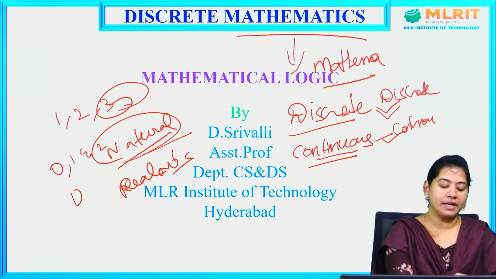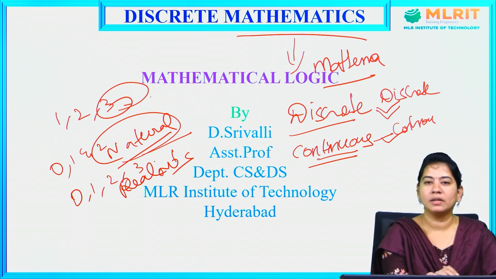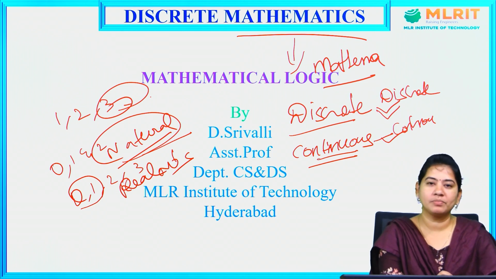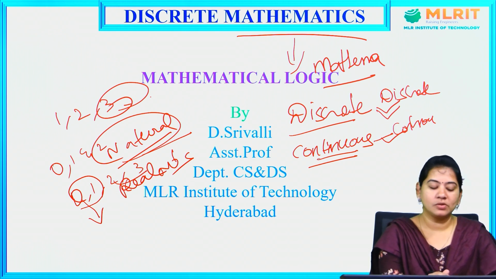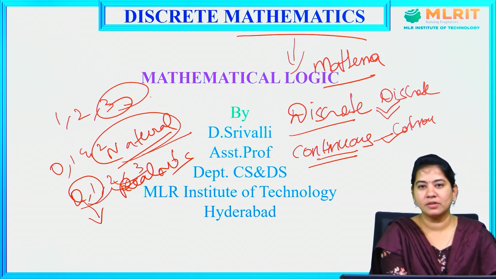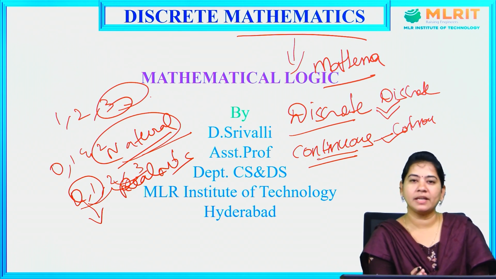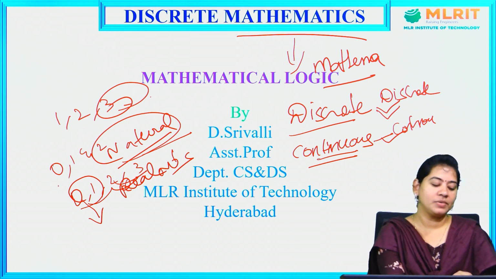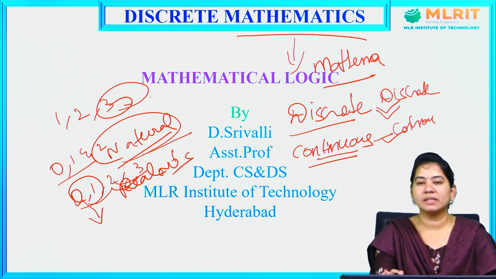Coming to the real numbers, 0, 1, 2, 3, and so on. Between 0 and 1 we have any number of numbers. Between 2 and 3 we have any number of numbers. That means they are continuous in nature. That is why we take the example that real numbers are continuous in nature whereas natural numbers are discrete in nature. So this is the differentiation between discrete and continuous.